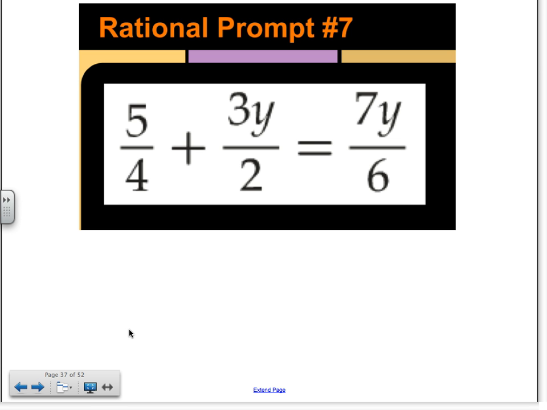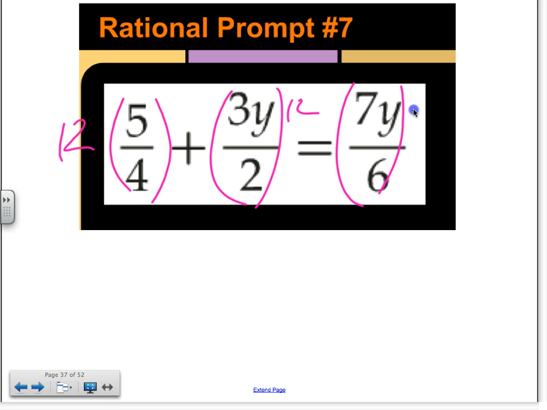So look at the 4, 2, and 6 here and tell me, what is the LCD for 4, 2, and 6? 12. All right, so that means I take that 12 and multiply it to every single fraction. That's the trick for this whole lesson: find the LCD and then multiply it into every single term to clear the fraction. Because we do not want to deal with fractions at all for this kind of problem.